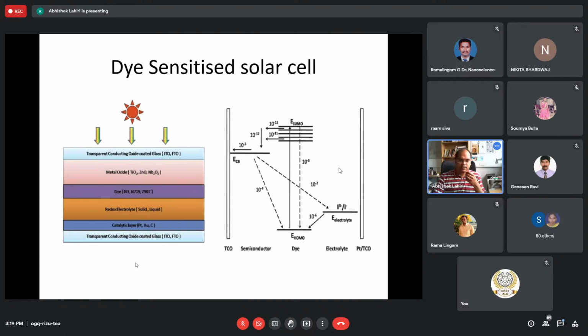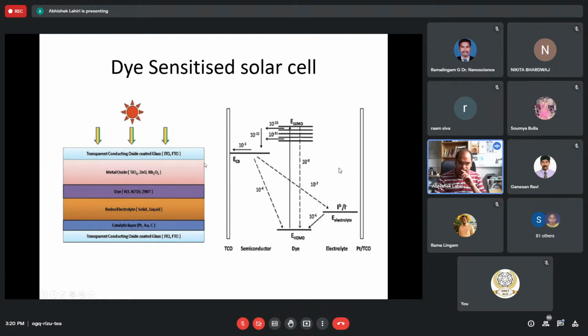So the metal oxide and the dye is in contact with a redox electrolyte where you have an electrochemical reaction taking place, and then you have the counter electrode, which is a layer of platinum or gold. So it acts as a catalytic layer, and then you sandwich it between the two conducting glass. So what really happens in the case of a dye-sensitized solar cell? The schematic diagram shows what is really happening. It's the same thing which is happening even in perovskite solar cells.